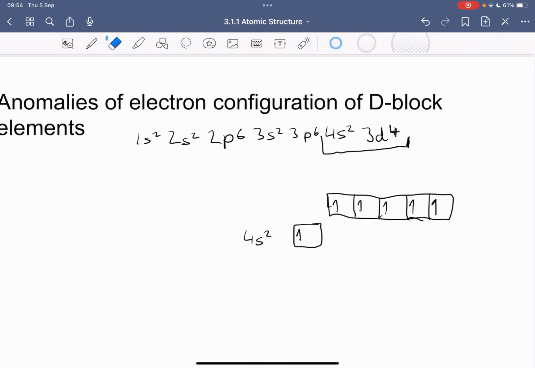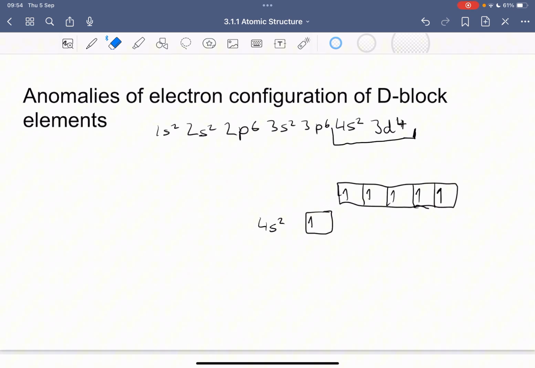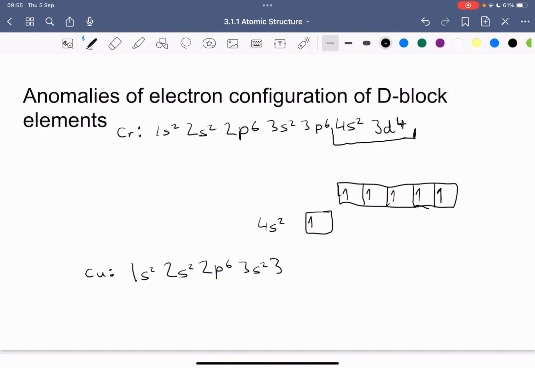Copper. So try to figure out the electron configuration of copper. Pause the video and do it yourself. Okay, so for copper, what you'd expect is 1s2, 2s2, 2p6, 3s2, 3p6, 4s2, and then 3d9.